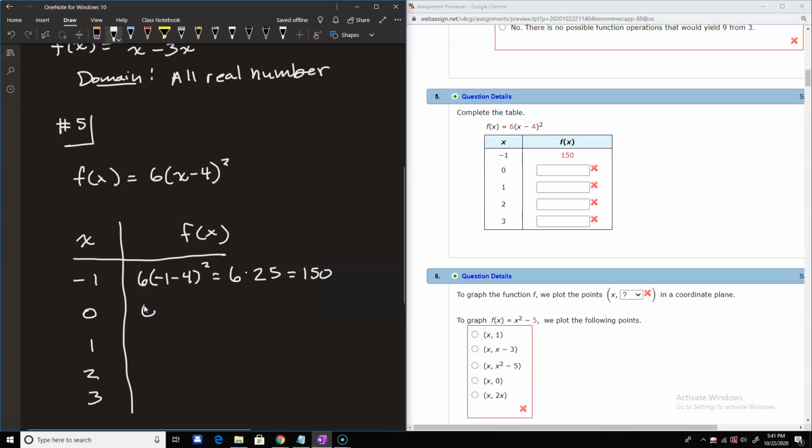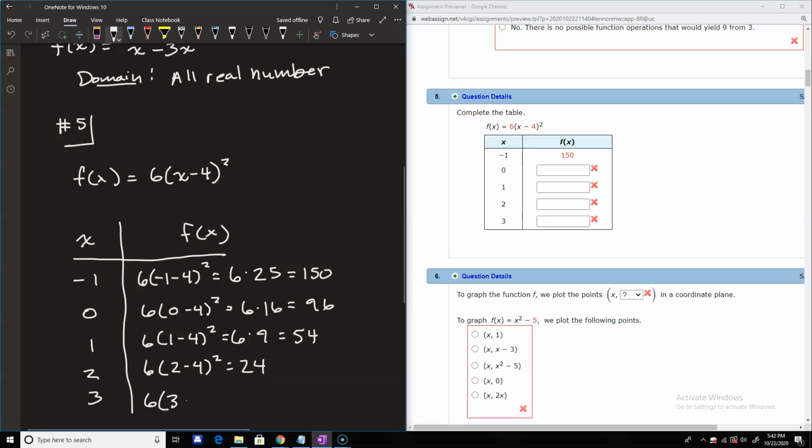For 0, we'd get 6 times 0 minus 4 squared, which would be 6 times 16, which is 96. For 1, we would do 6 times 1 minus 4 squared, which would be 6 times 9, which is 54. 6 times 2 minus 4 squared is 6 times 4, which is 24. And 6 times 3 minus 4 squared is 6 times 1, which is just 6. So that's how you would compute number 5.